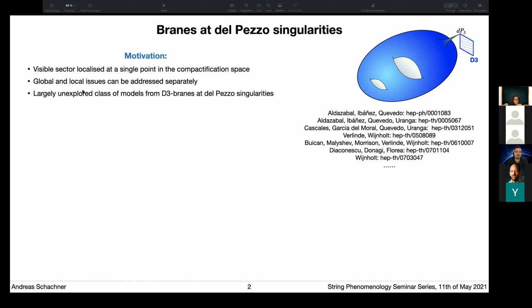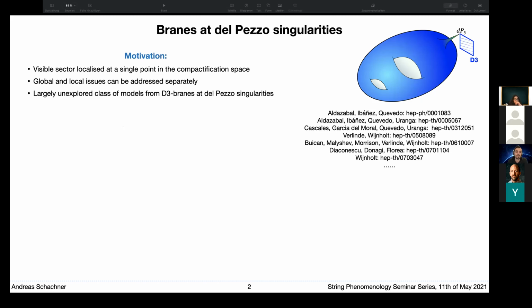Finally, I would also like to stress that there's a largely unexplored class of phenomenologically interesting models from D3 branes at del Pezzo singularities, which we would like to investigate further in the future.